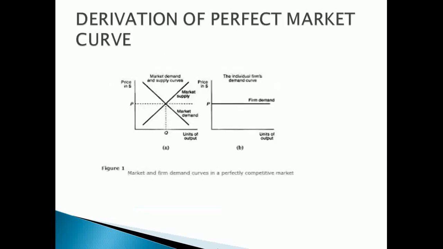Now, there are three situations in a perfect market, in the short run and in the long run. In the short run, a perfect market can experience supernormal profit. In the short run, it can also experience a subnormal profit or loss. And then in the long run, it can experience normal profit.